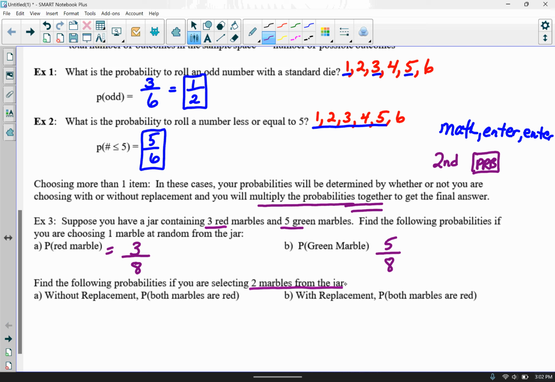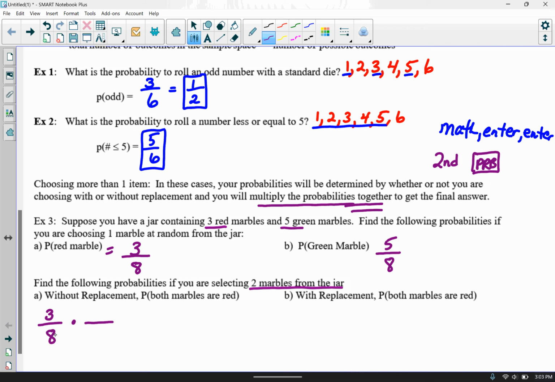So in part A, it says without replacement. So that means, remember, without replacement, I choose my marble, I don't put it back, I hold on to it, and so then when I go to choose my second marble, I've got less in the jar to choose from, right? So think of this as, here's choosing marble 1, and there's choosing marble 2. I want the probability that both of them are going to be red. So when I go to choose marble 1, how many red marbles are in my jar? There's all 3 of them there, out of 8.